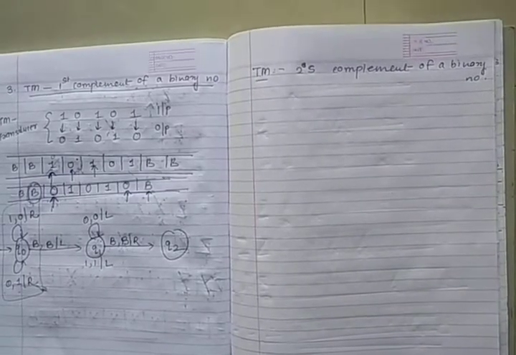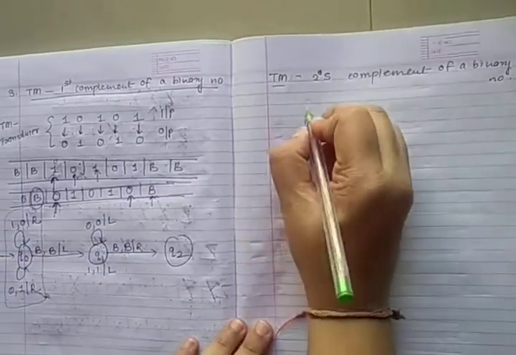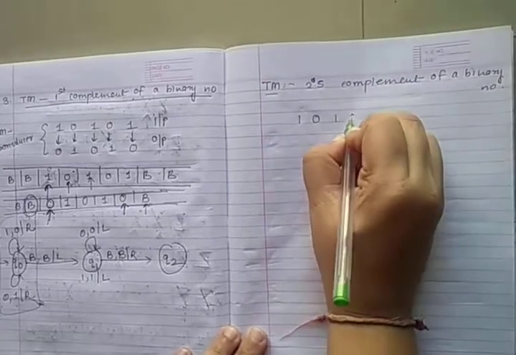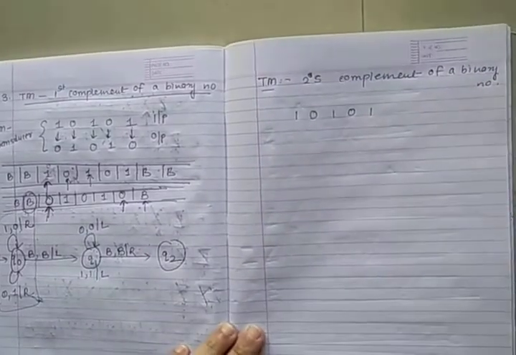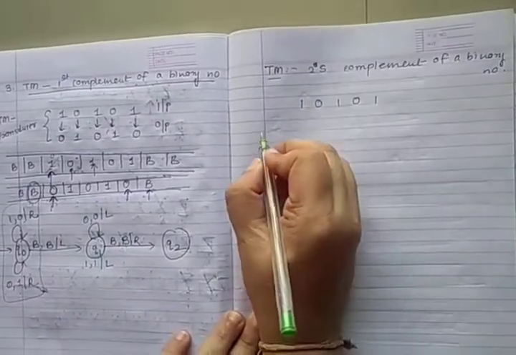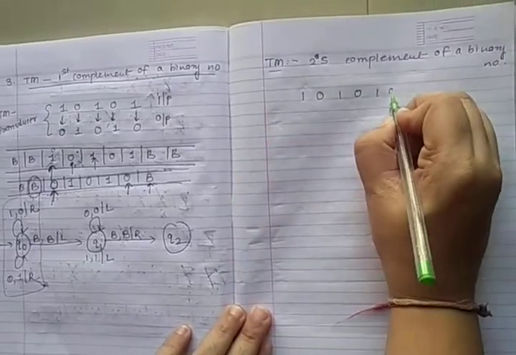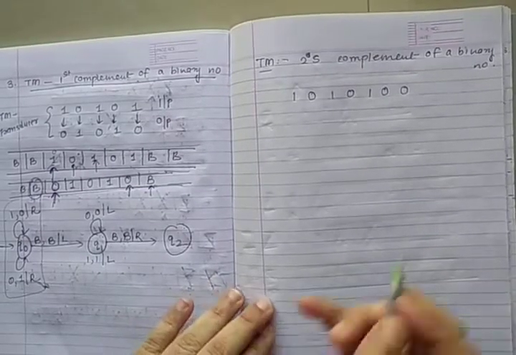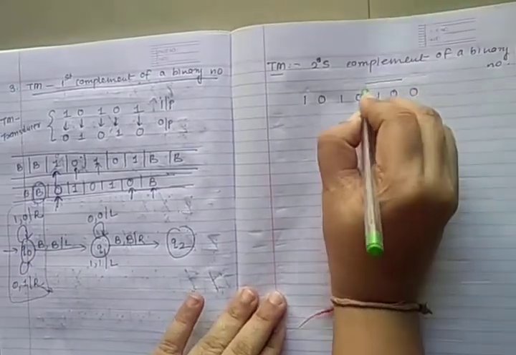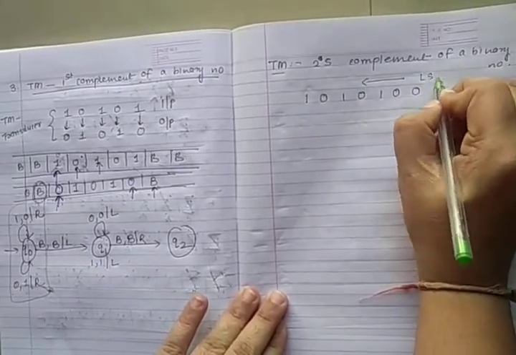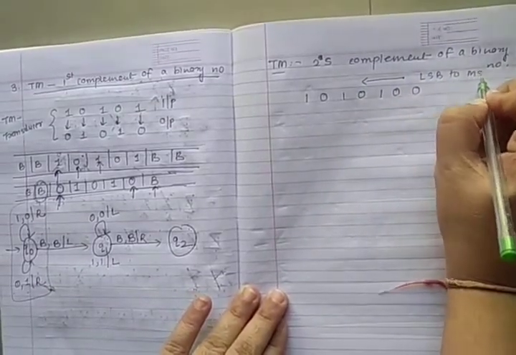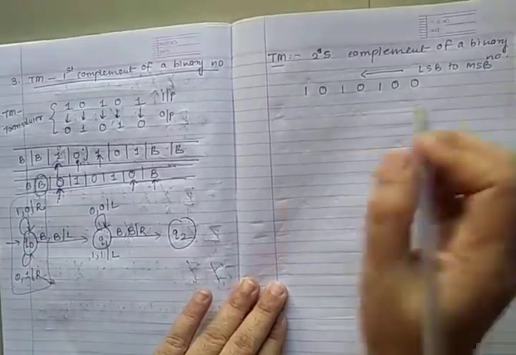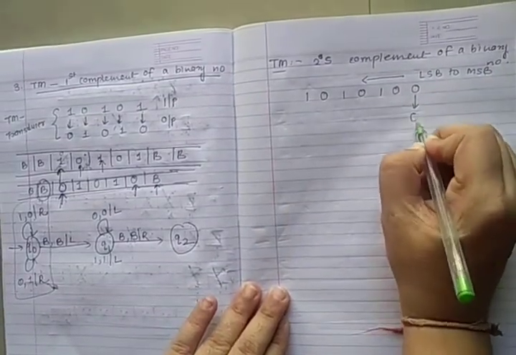So during Mealy and Moore machine construction, we discussed what 2's complement is. Suppose we have the number 10101. In order to find the 2's complement, we read from LSB to MSB, and whatever zeros we have, keep them as they are.